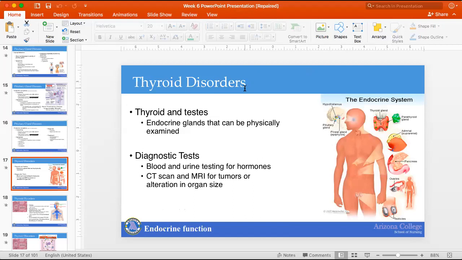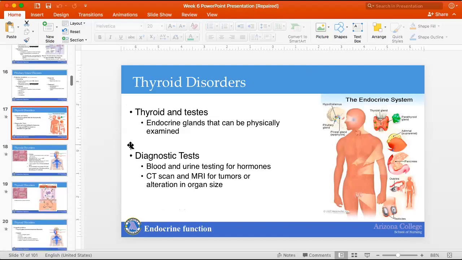Okay, now we're going to look at thyroid disorders. So endocrine glands that can be physically examined are the thyroid and testes. The thyroid sits in the anterior portion of the neck, so if you had some sort of dysfunction of this gland, or if it was excessively large, it could be easily palpated. And then obviously the testes being outside of the body would be easily examined. Diagnostic tests include urine and blood testing for hormones, CT scan and MRI for tumors or alteration in organ size.